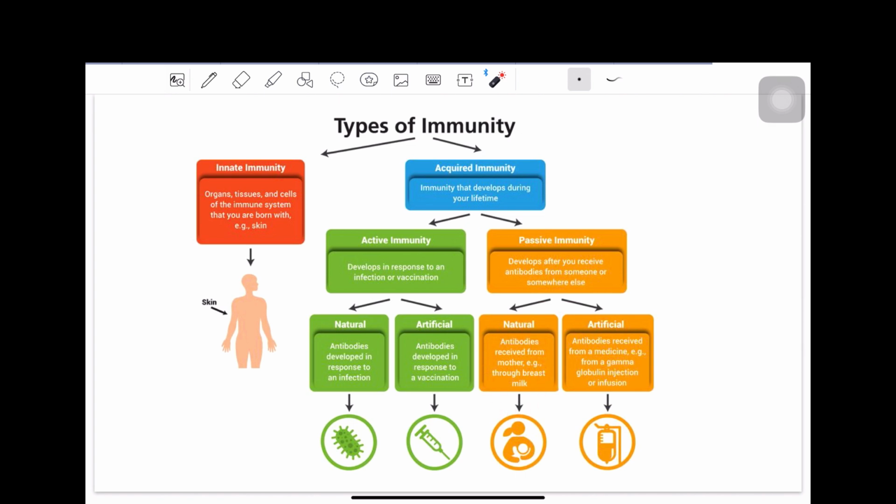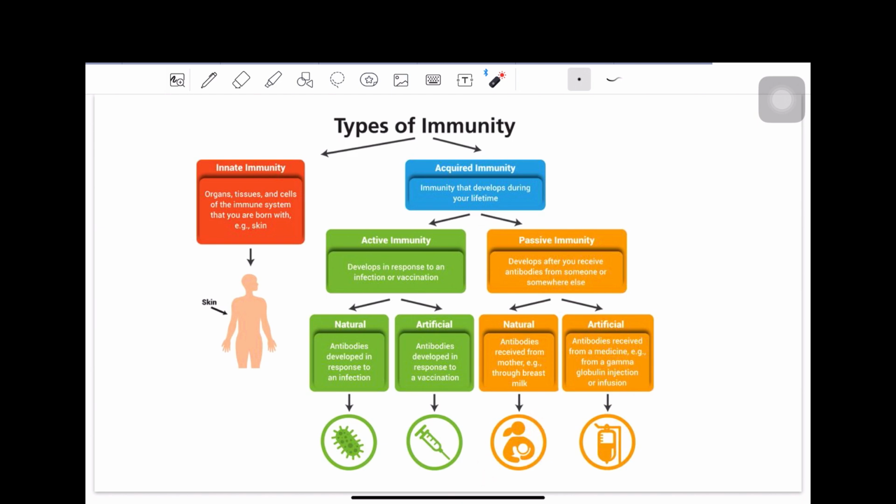Antibodies that the newborns receive from their mothers through breast milk. So this is a type of passive immunity, passive natural immunity. That is why it is very important to feed the newborns with breast milk, because the breast milk is usually rich in antibodies. The colostrum, the very initial breast milk, which is yellow in color, is rich in antibodies, and this provides direct protection to the newborn.